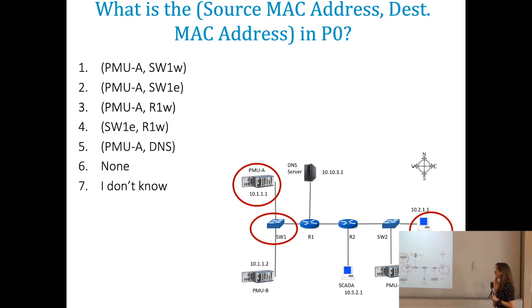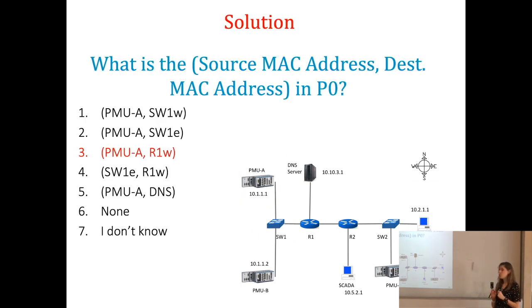Okay. So in this example, the correct answer is PMUA's and the router's MAC addresses, because we are sending an IP packet from one LAN to another. So as we saw earlier, the IP addresses have to travel through LANs. So the source IP address was PMUA and the destination the DNS. But for this, it has to go through the router, which will interconnect the LANs.